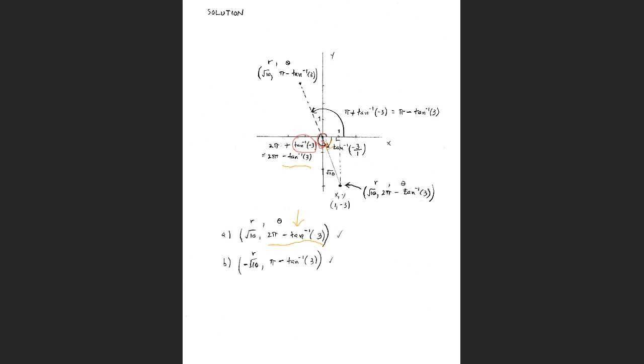Very good question. And then for the negative radius, I'm going to use this angle here, which would be the arctangent of -3 plus 180 degrees, which is pi. So pi minus the arctangent of 3. And then I go backwards, square root of 10.